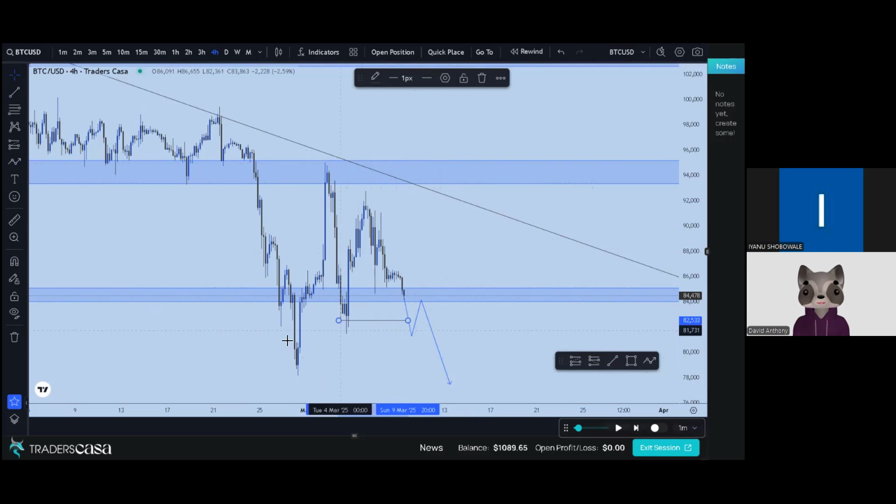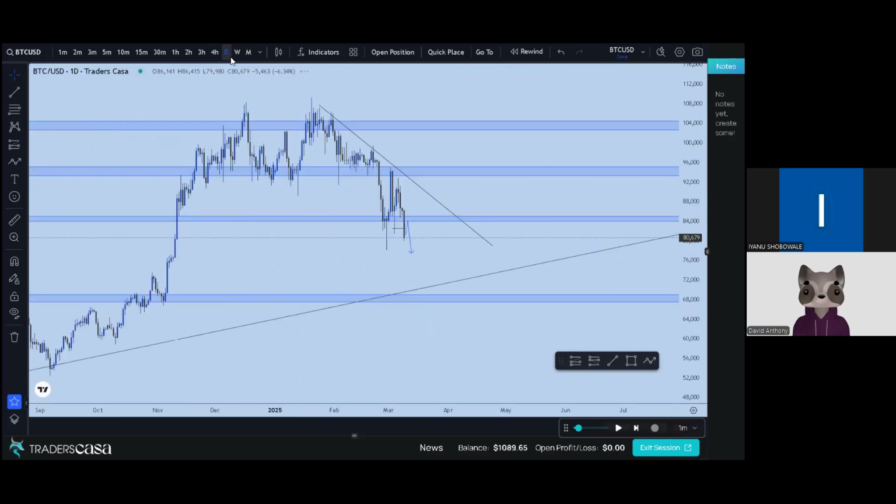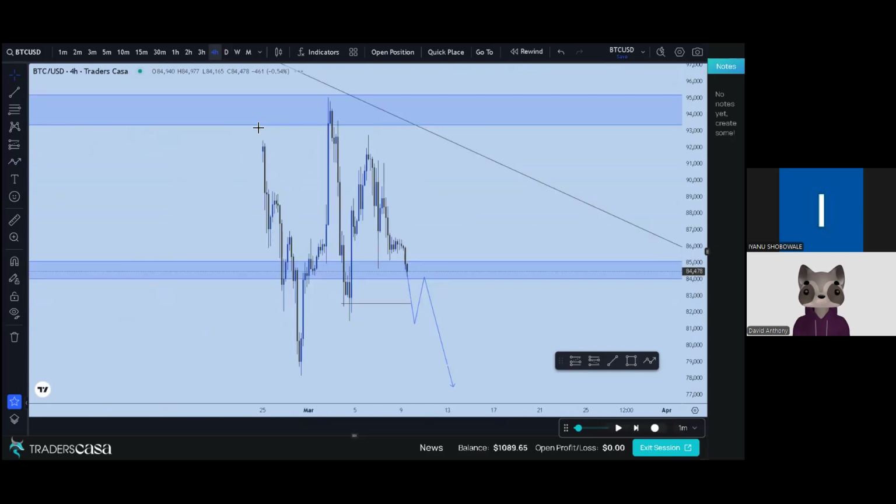So what will be your confirmation if you want to enter now? Good, we'll get there. We'll get there. So now we are in 4 hours. What can we see on 4 hours? Of course, 4 hours look more like daily, right?